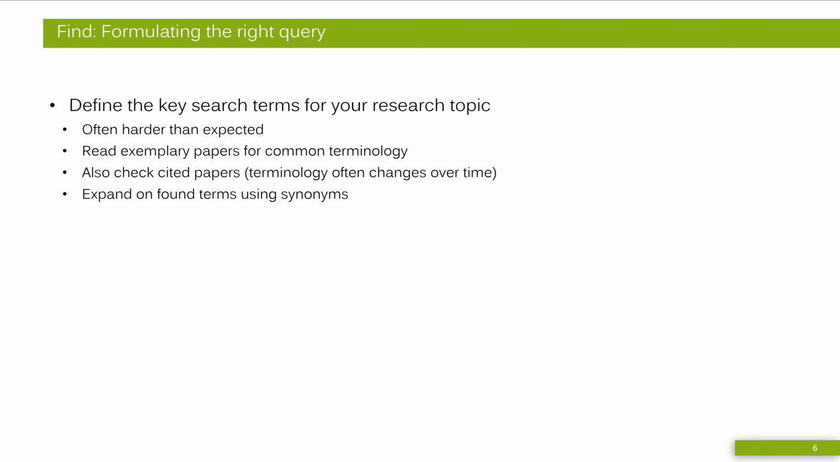Also check the cited papers. So the exemplary papers that you found in the first step have cited. Why? Because often the terminology in a certain research field changes over time. So the problem might have been referred to in a different way 20 years ago than it is now. Once you've found your initial set of search terms, try to experiment a little bit with them. For example, find synonyms and query them too.